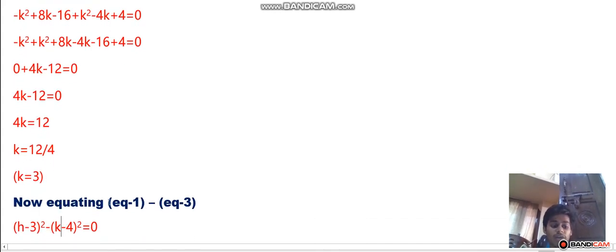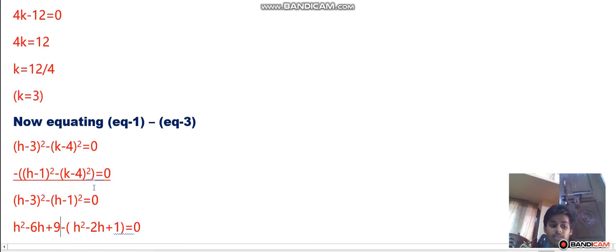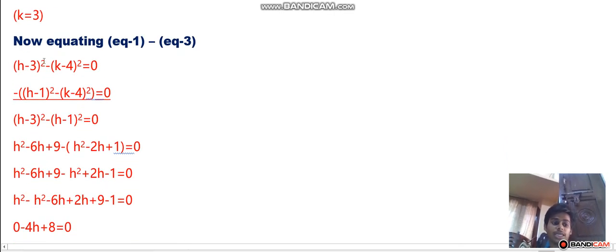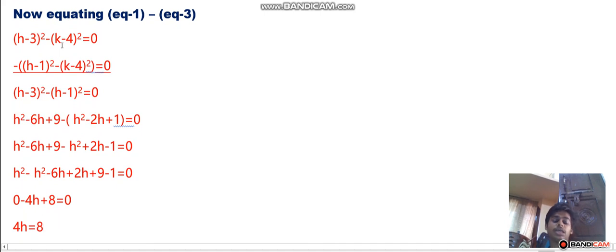Now when we are subtracting equation 3 from equation 1, we get the value of h. See, (h minus 3) whole square minus (k minus 4) whole square is equal to 0. Then we subtract (h minus 1) whole square minus (k minus 4) whole square is equal to 0. We have to get the h value, so we have to cancel the (k minus 4). Here minus into minus is plus, so minus (k minus 4) whole square plus (k minus 4) whole square get cancelled. We remain with (h minus 3) whole square minus (h minus 1) whole square.